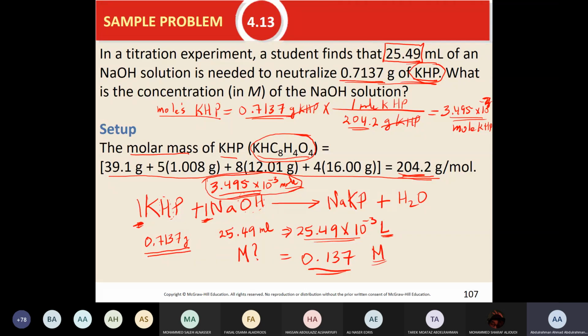Always we use liter, right, doctor? Of course, if it's mole, it must be liter. Molarity is moles per liter.